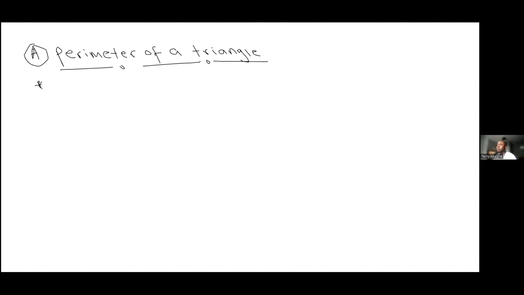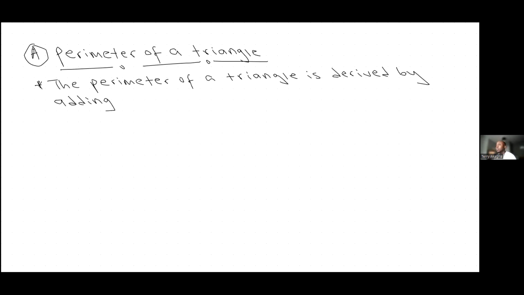So the perimeter of a triangle is derived by adding the length of all three sides.